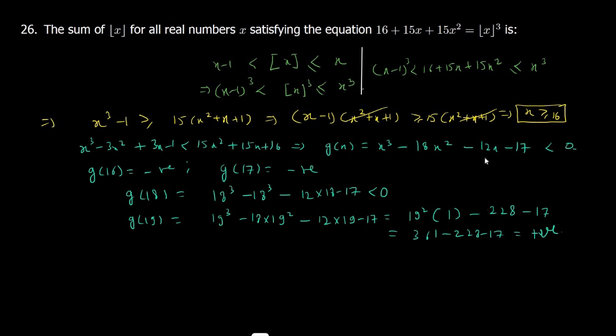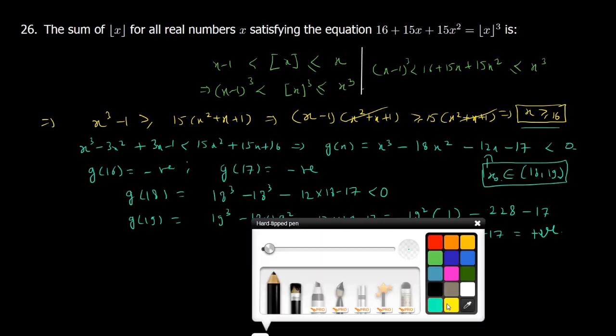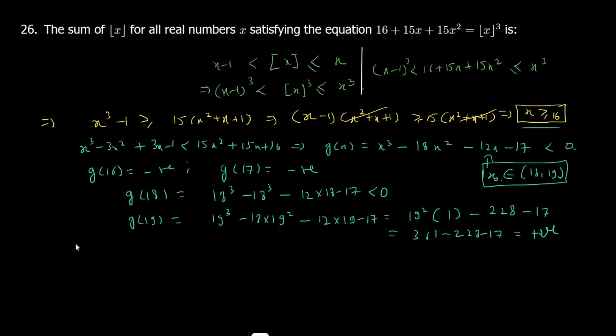And let us say the root of this equation is x naught. So we have x naught belonging to (18, 19), for which this will remain negative. Post that it will become positive. So we cannot go beyond 19, and we have x has to be greater than 16. So if I combine both of these, then the only possible values of box of x could be either 16 or 17 or 18.